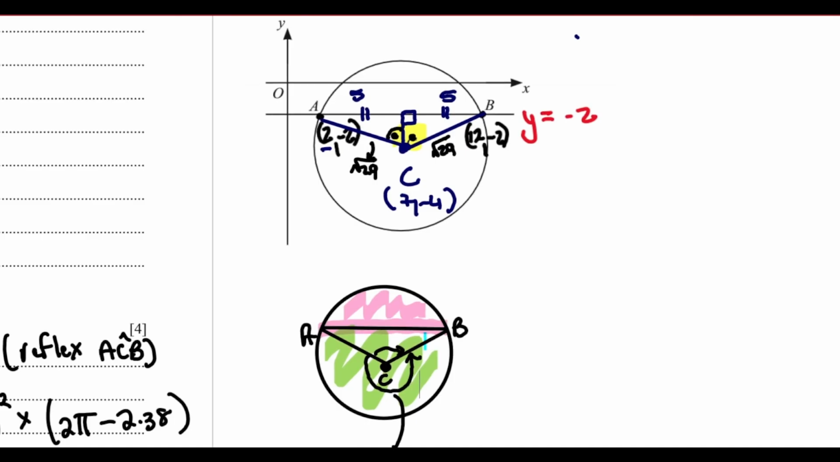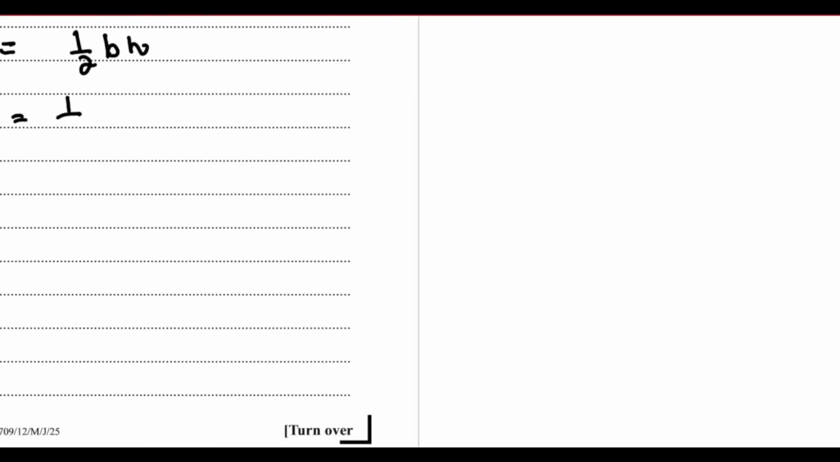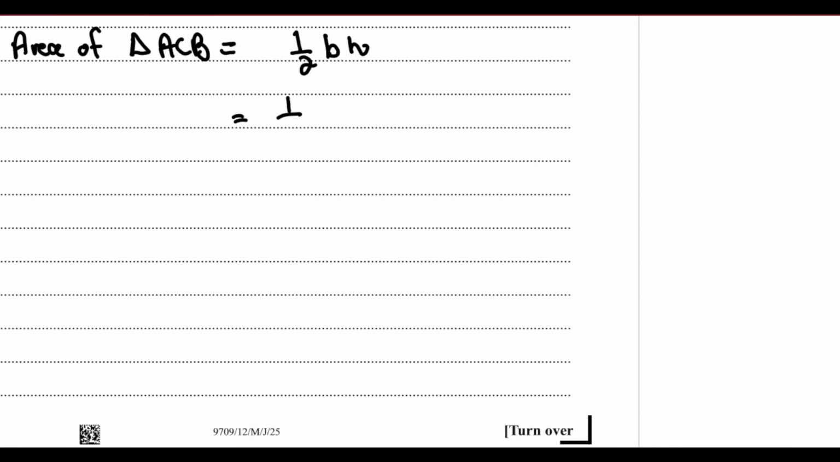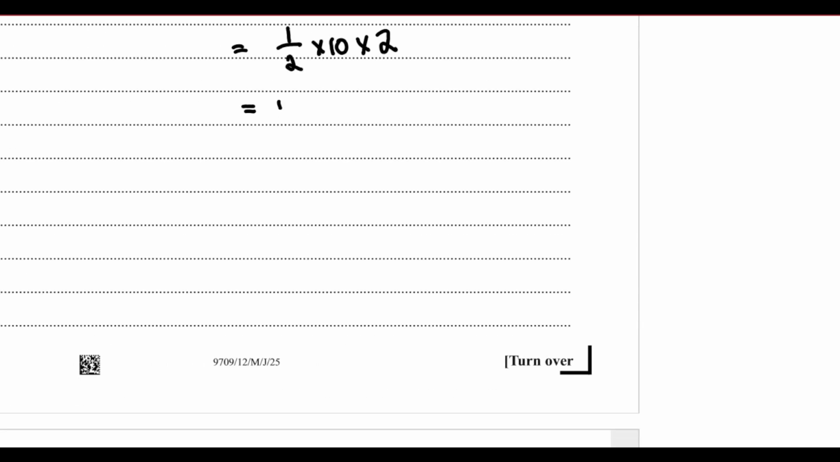C is 7, -4, and whatever point that is would be on line y equals -2. So to get from -2 to -4, how far is it? 2. So the height is 2. So it's simply half times 10 times 2. That's half of 20, which is 10.